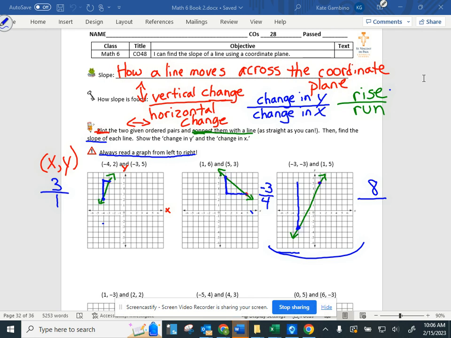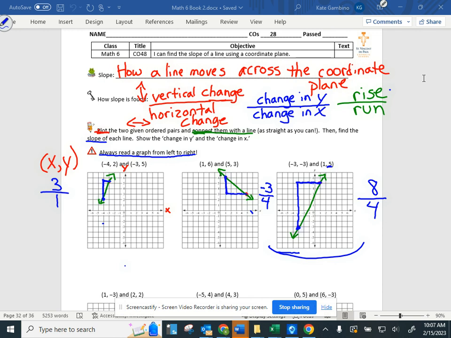I counted up 8. What is my run going to be? JT. 5. Let's check and see. 1, 2, 3, 4. So we don't look at what the Y was here. We look at how far over we count. And you should actually be drawing the lines and counting it as you draw your line. So we were right here and we went over 1, 2, 3, 4.